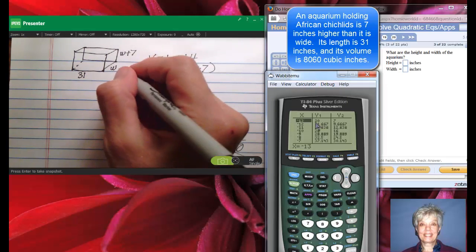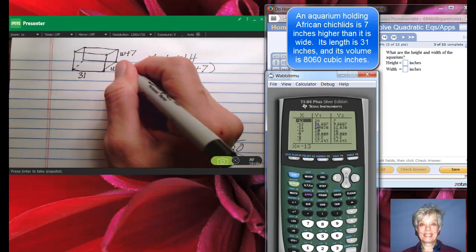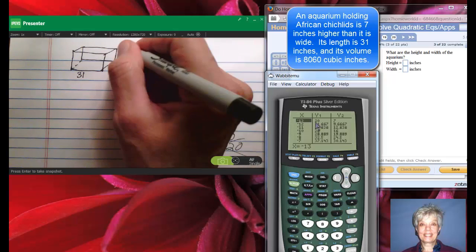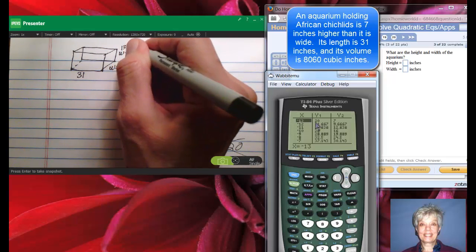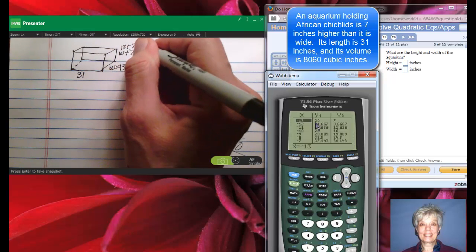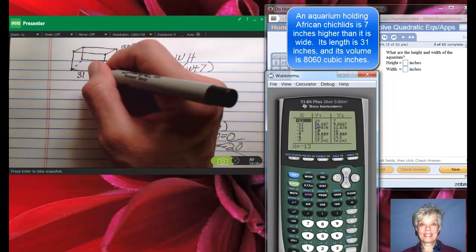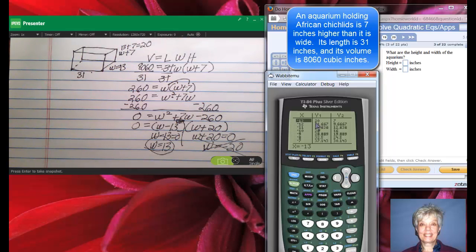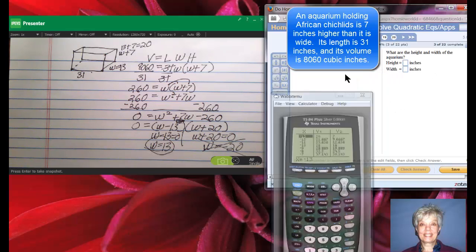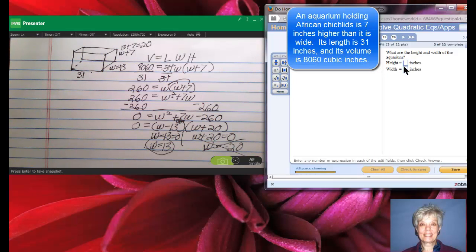So my three dimensions are going to be W equals 13. The height is 13 plus 7, which is 20. And we were already given the length, which is 31. So now, the height is 20, and the width is 13. Fantastic.